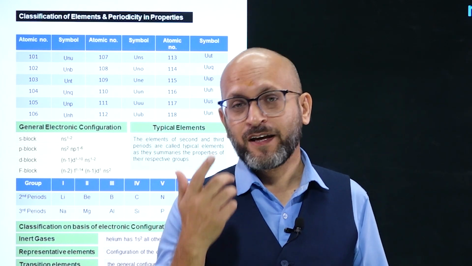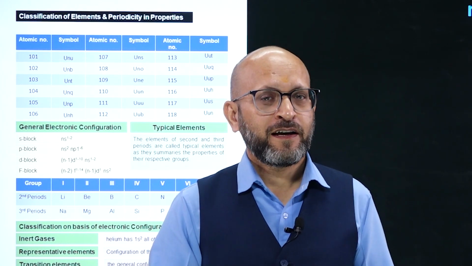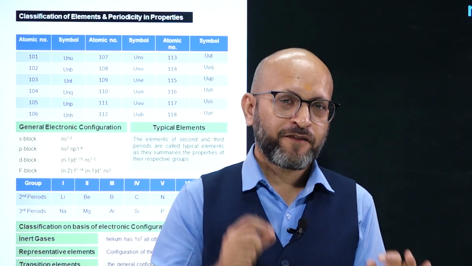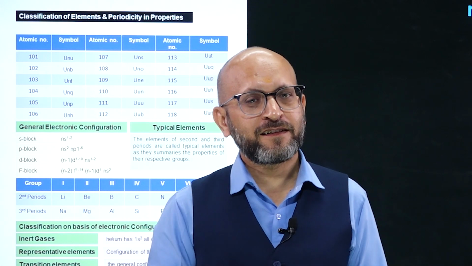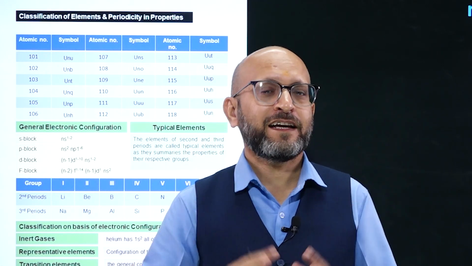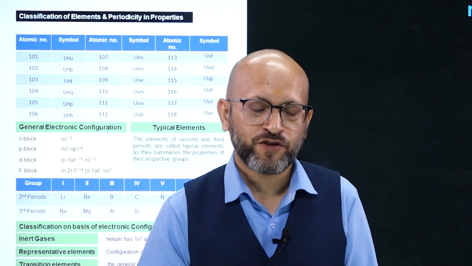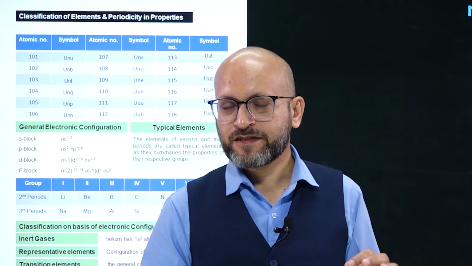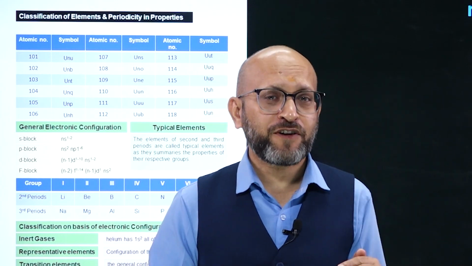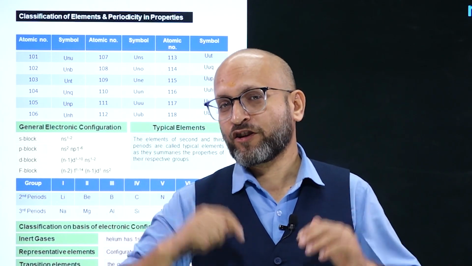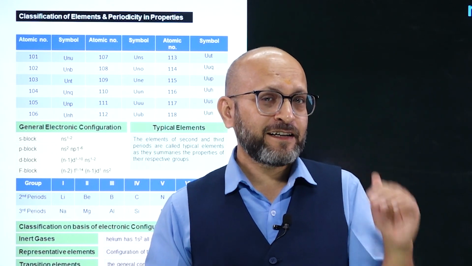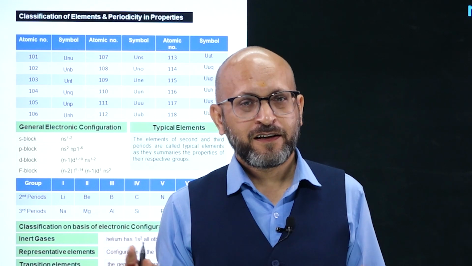And what is n? n is the period number. If you are talking about the lanthanide series, put n equal to 6. If you are talking about the actinide series, put n equal to 7. You will get the exact configuration for inner transition elements. Alright. So lanthanides start from atomic number 58 till atomic number 71, and actinides start from 90 to 103.